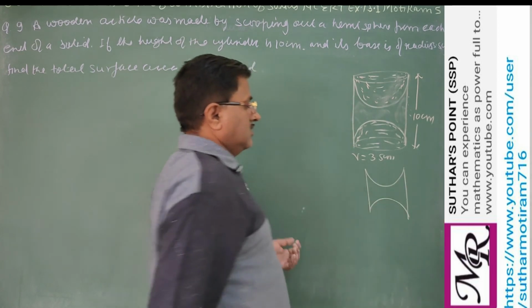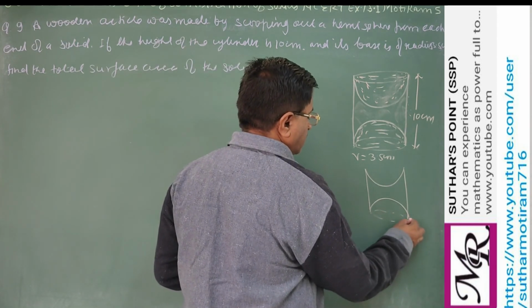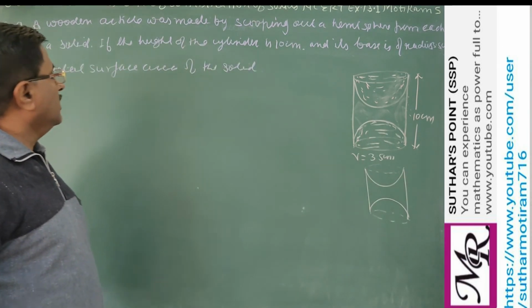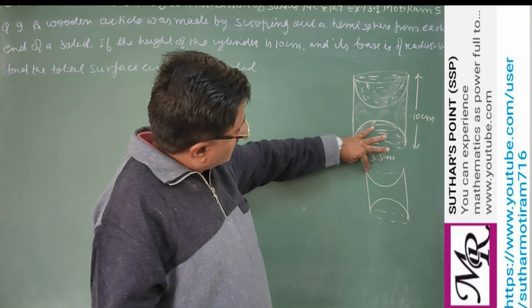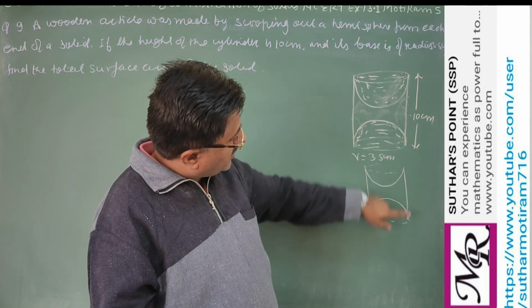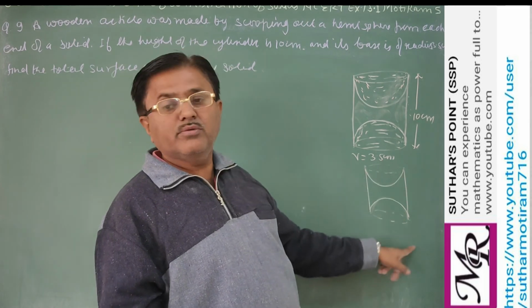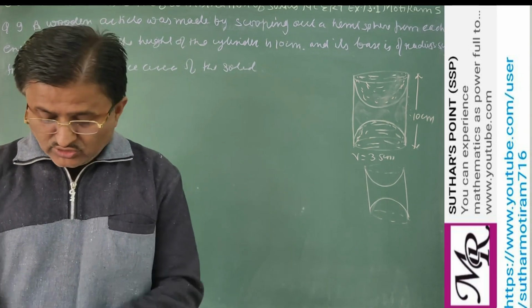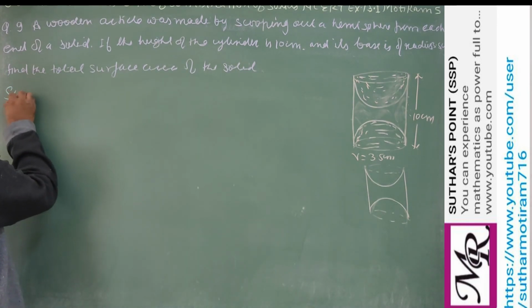Clear? We are getting it in this form. This we have already removed. So find the area of this solid. The area of this solid is what? Curved surface area of this hemisphere plus curved surface area of this plus curved surface area of the cylinder. So that we have to find. So see here, we have to write the dimensions in the solution.